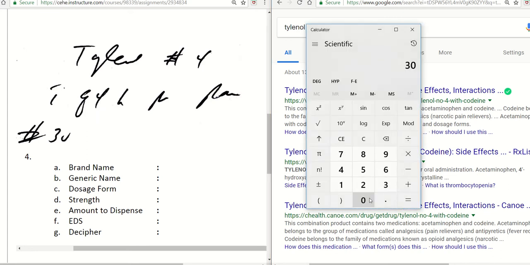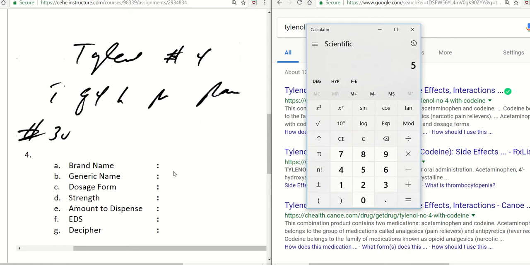We gave him 30. What's the most they can take in a day? 1 every 4 hours. 24 divided by 4, yep. So 6. So 30 divided by 6, the EDS will be 5. So we expect them, if they have a refill, to come back in about 5 days.